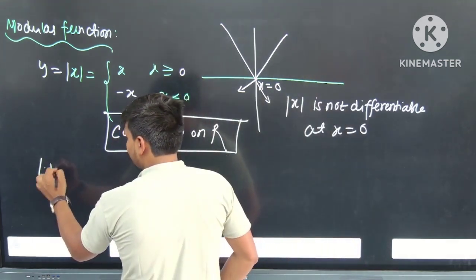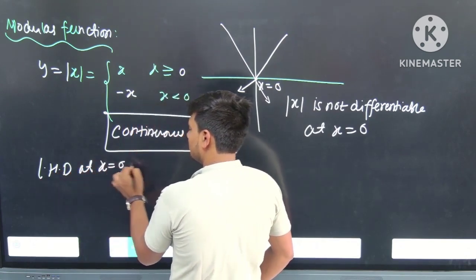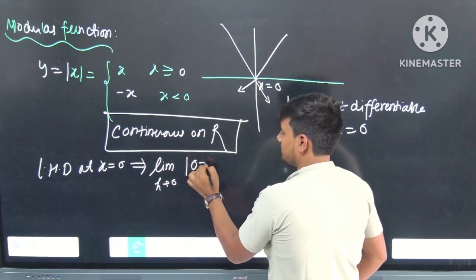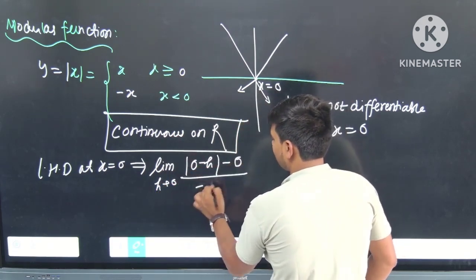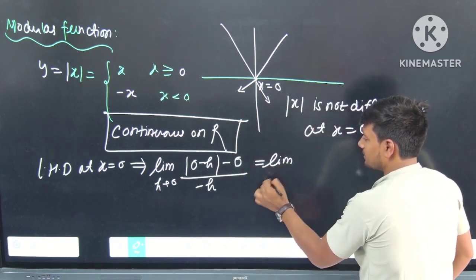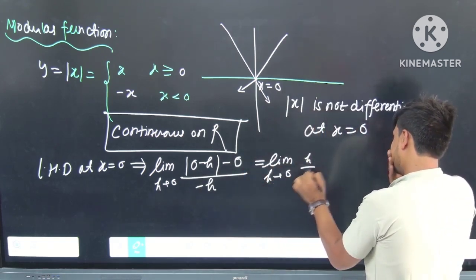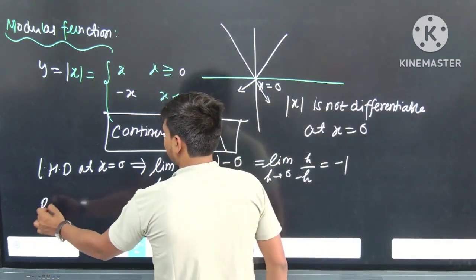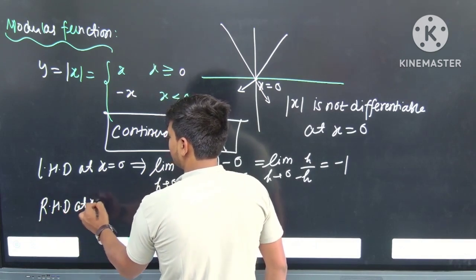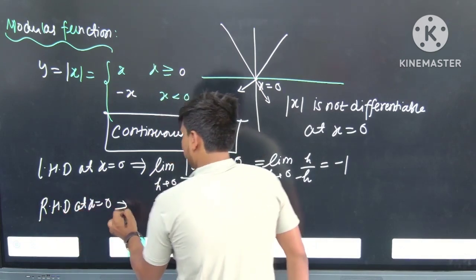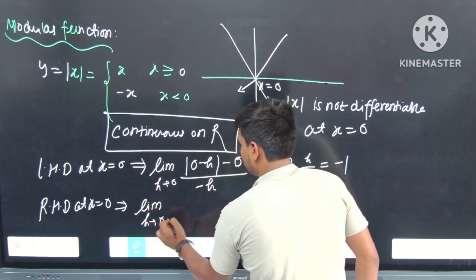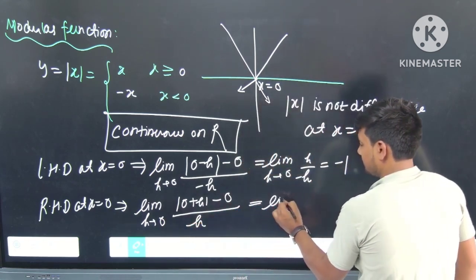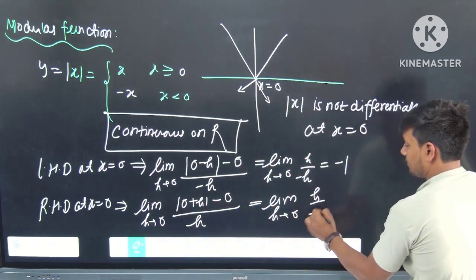So first we will calculate left hand derivative at x equal to 0, right? So this will be limit h goes to 0 of f(0 minus h) minus f(0) upon minus h, that is 0 minus h minus 0 upon minus h, and this is equal to limit h goes to 0 of h upon minus h, and that is minus 1. And again RHD at x equal to 0. So what is RHD at x equal to 0? That will be limit h goes to 0 of (0 plus h minus 0) upon h, and that is limit h goes to 0 of h upon h, and this is 1.